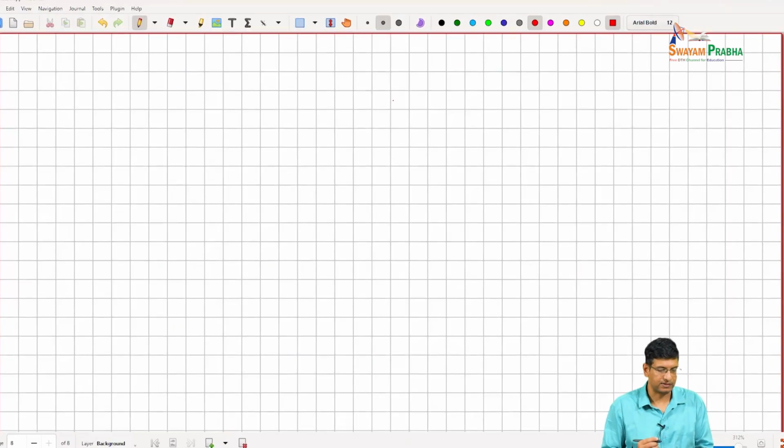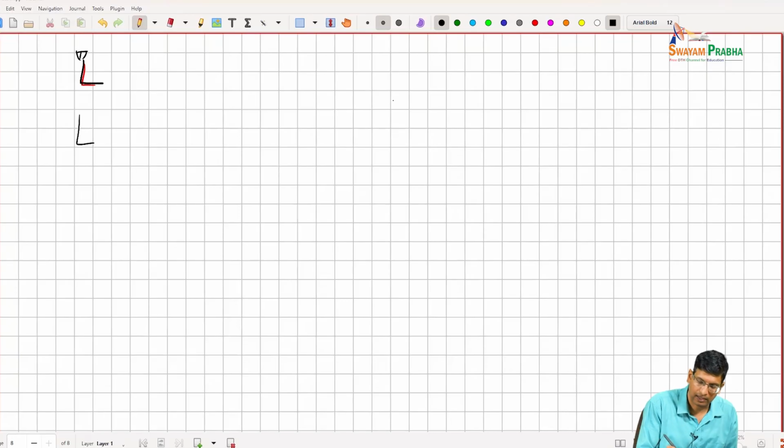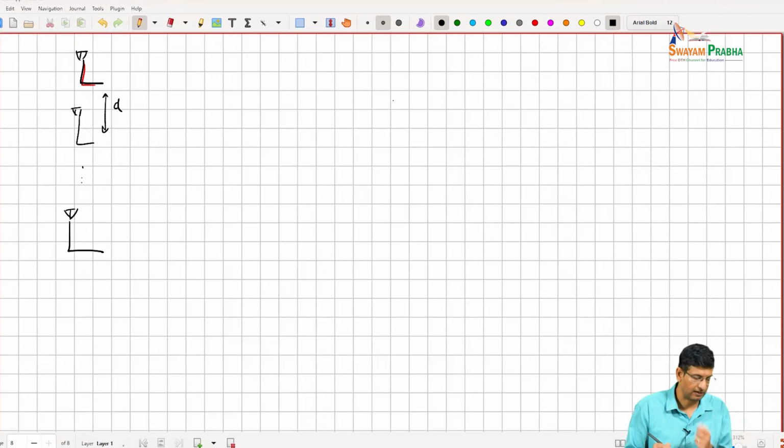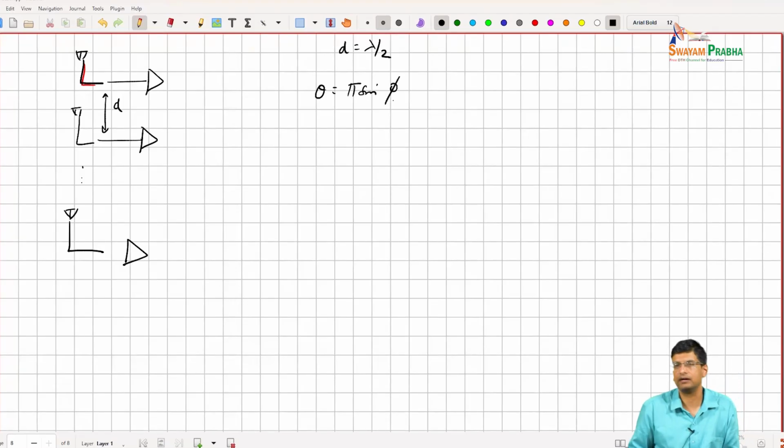If we ask ourselves, let's say that we have an array, so let's make an array that has n elements, right? And the spacing between the elements is d, right? And we know that basically the theta that we need to provide depends upon the angle of incidence, right? And if we assume just in the simple case that d is lambda over 2, right? The theta that we need is pi sine phi, right? So we have seen that.